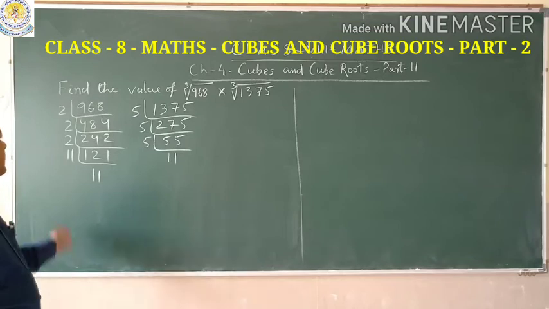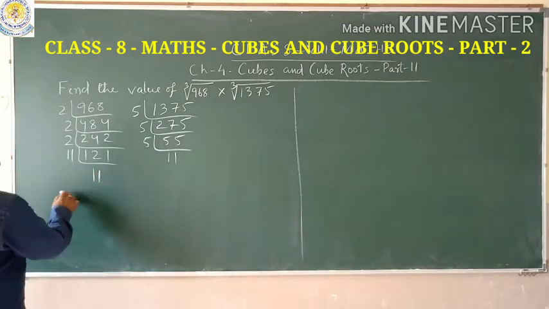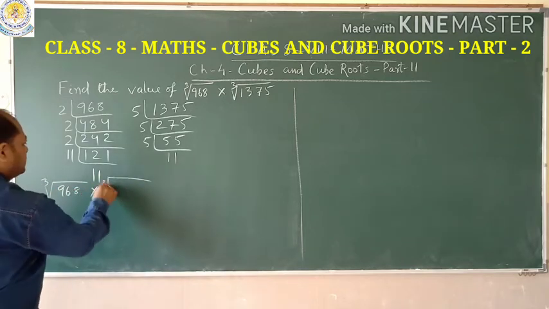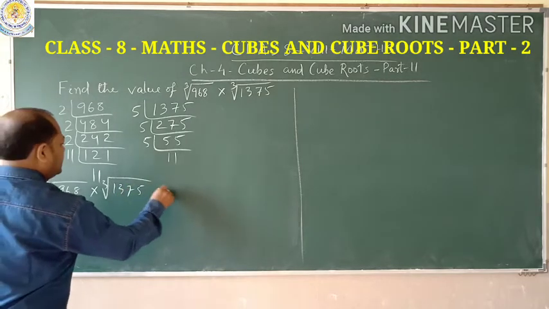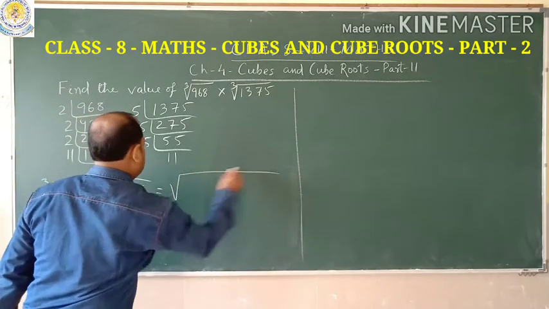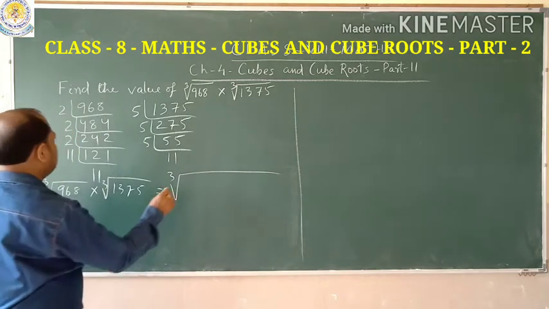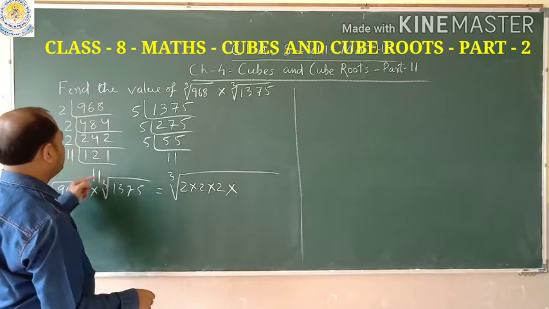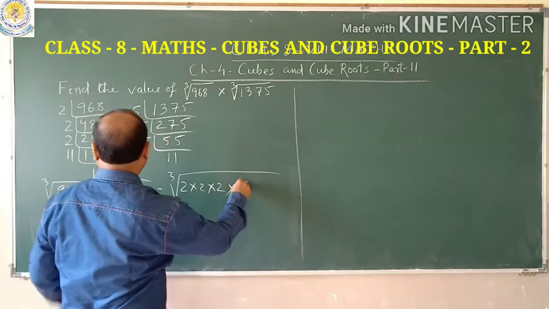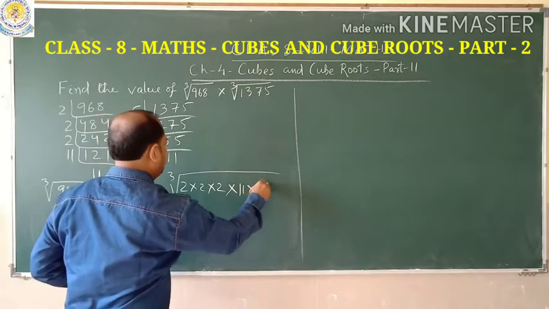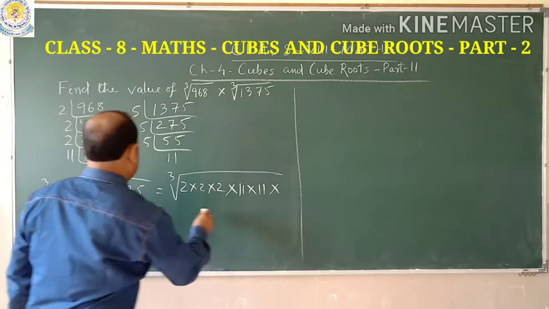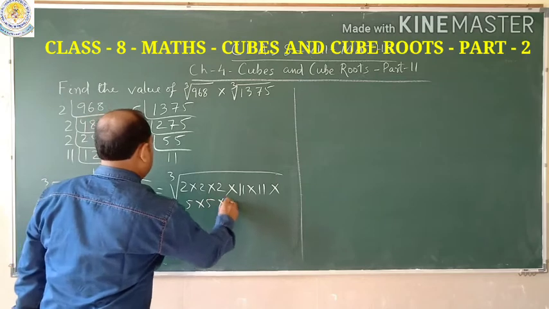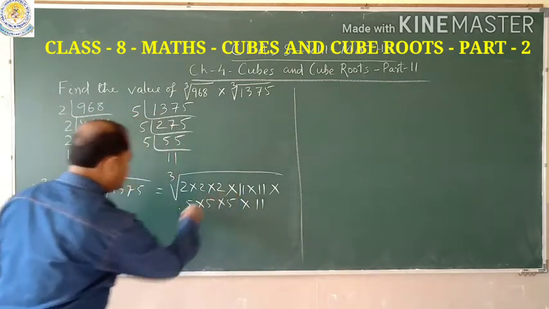Now write all the factors at a time. How do you write? Cube root of 968 into cube root of 1375 equals, write all the factors. Write the cube root symbol, then 2 into 2 into 2, then 11 into 11, or you can write like this, the factors 11 into 11 into 11 into 5 into 5 into 5 into 11. Now arrange the factors.